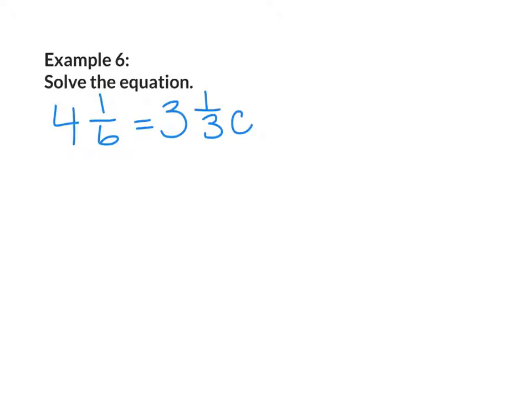Example 6. Solve the equation 4 and 1/6 equals 3 and 1/3 c. In order to solve this equation, I'm going to have to convert my mixed numbers into improper fractions. So in order to do that, I'm going to make my fractions mad. I multiply my denominator with my whole number and then add my numerator. So 6 times 4 gives me 24, plus 1 is 25, and that's going to be over 6. I keep the denominator the same. Do the same thing with my other fraction. So 3 times 3 gives me 9, plus 1 is 10 over 3. And then I bring down my variable.